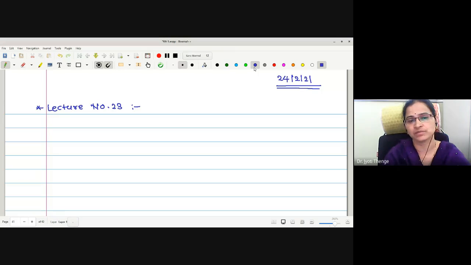Actually, in the last lecture, we proved a theorem: every continuous function is integrable. Therefore, it doesn't mean that a discontinuous function is not integrable. Right now, in today's lecture, we are proving a theorem: a function having a finite number of points of discontinuities is also integrable. Let me write the statement.